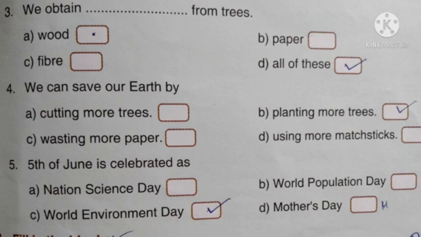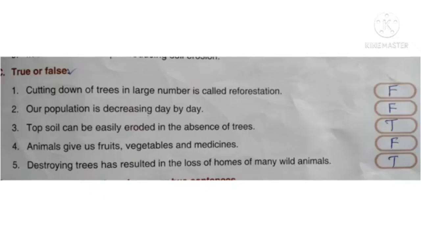And now the second pattern, that is true or false. Page number 117. 1. Cutting down of trees in large number is called reforestation. The statement is false, because cutting down of trees in large number is called deforestation. So reforestation is false.